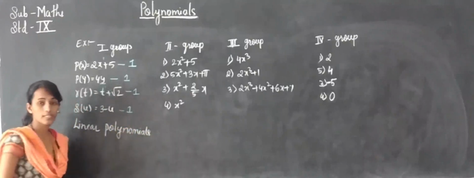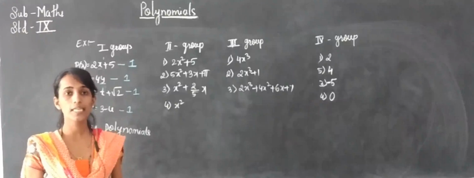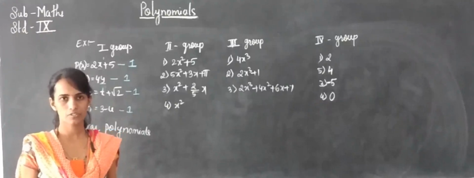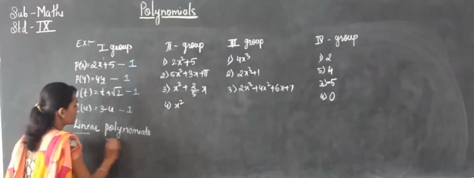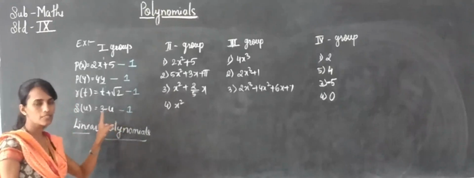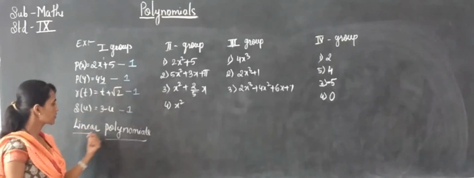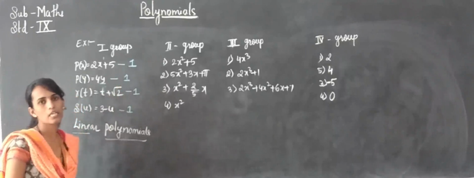Similarly, for an algebraic expression, if the degree of the algebraic expression is 1, we call that a linear algebraic expression, linear equation or linear expression. Linear means 1, meaning the degree of all these polynomials is 1. So all these are examples of linear polynomials.